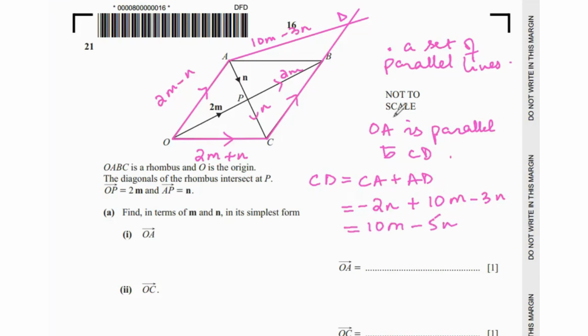This is CD. OA is 2m minus n. If you notice, if I take 5 common over here, that's going to be 2m minus n. That's the same as OA, which means CD is basically 5 times OA. So that clearly shows that both of them are parallel because the common vector is exactly the same, which is 2m minus n. So that's your answer.